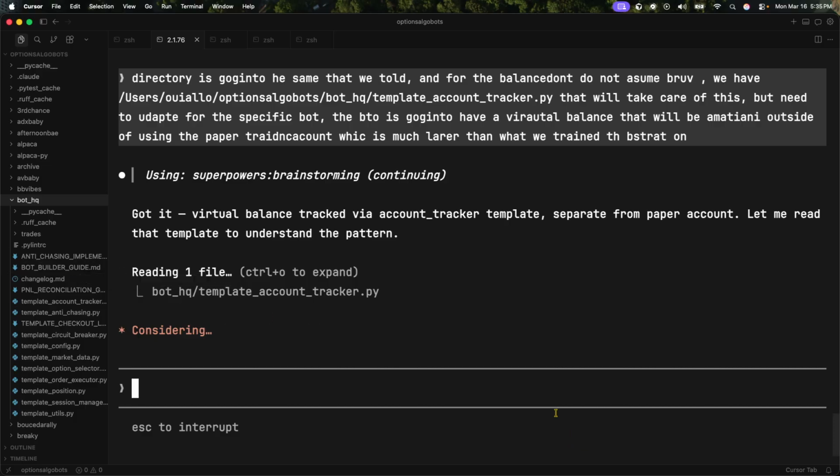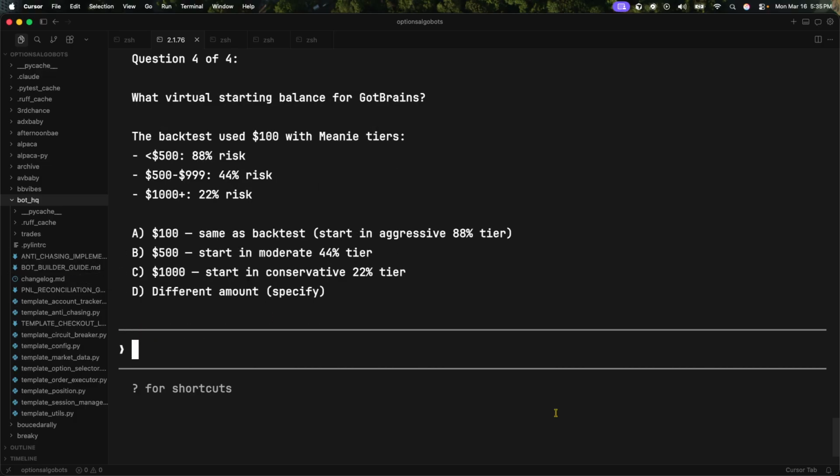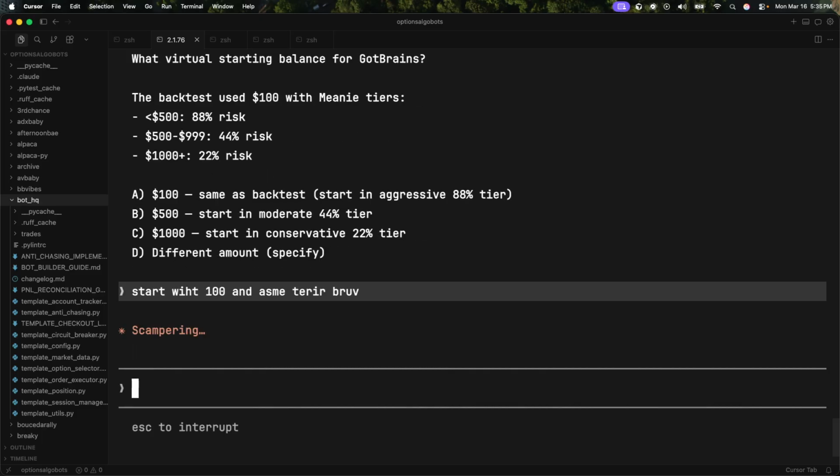Got it. Virtual balance, separate from paper account. Let me read it. Yes. Nope. Starting with 100 and same tiers, bruv. I feel like I answered that question already. I feel like I've answered it, and you are telling me the same thing.